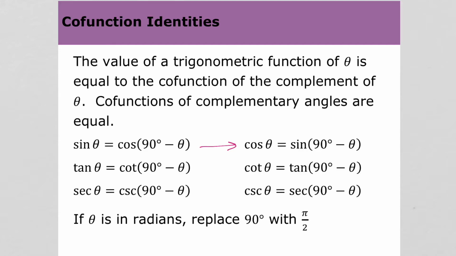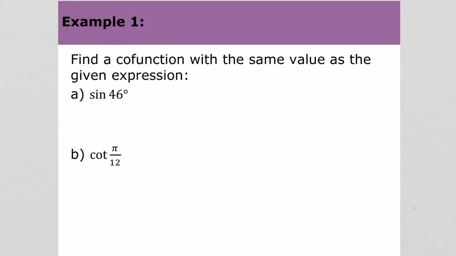And then tangent of theta is cotangent of 90 minus theta. And cotangent, same type deal, but with tangent. And then secant of theta is cosecant of 90 minus theta. And any of these 90 degrees can be replaced with pi over 2 radians, by the way.